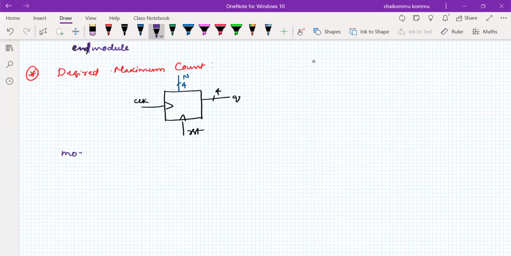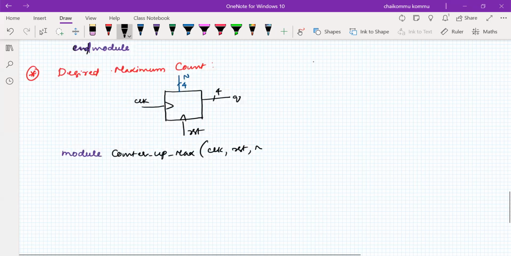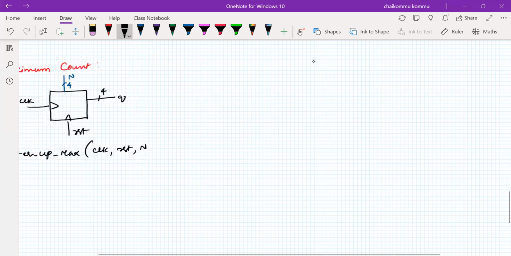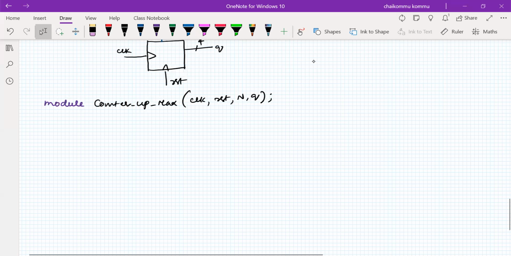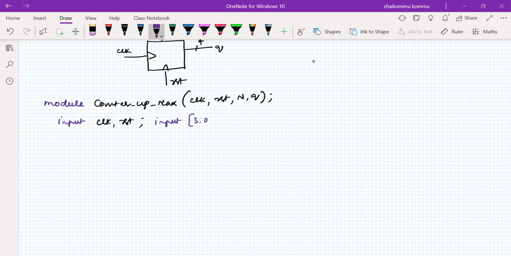Module counter_up_maximum_value. Okay, this has a clock signal, reset signal, N and Q. Now see here, input is clock signal, reset signal, another input is [3:0] N. Okay, output is [3:0] Q, right? Now I'm going to write in this way.